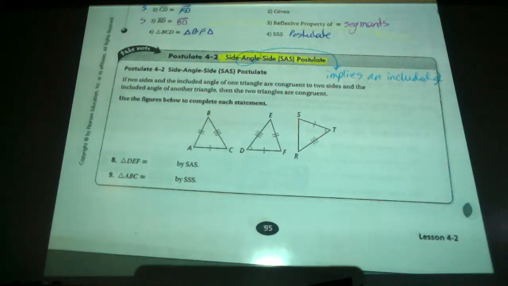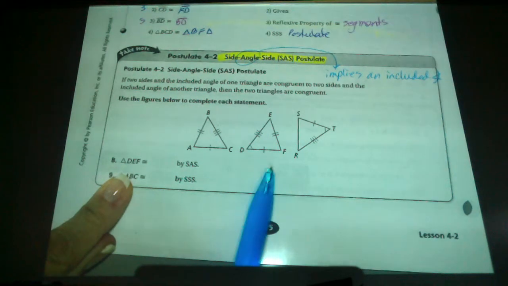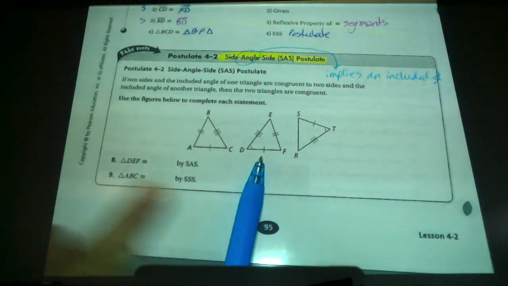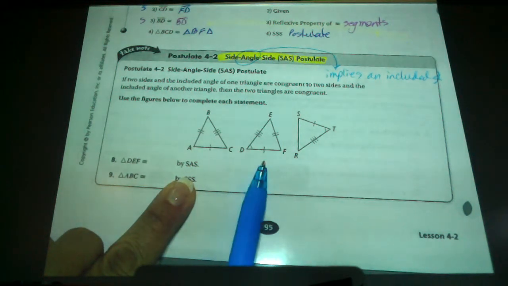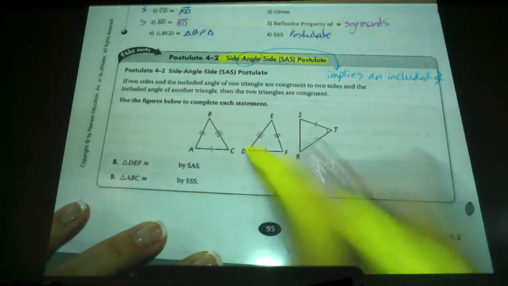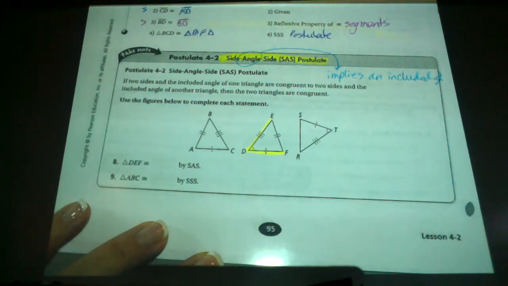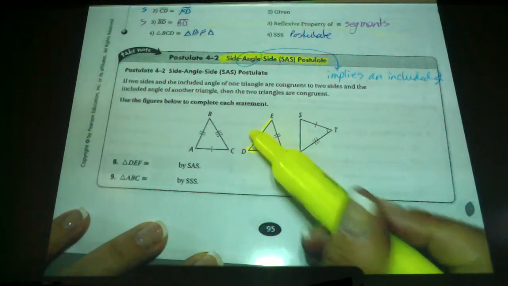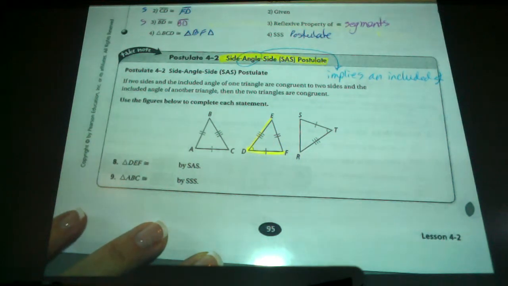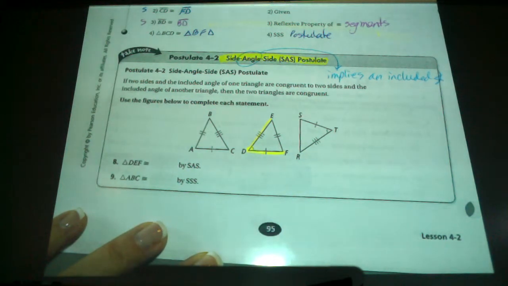So number 8, out of those 3 pictures, you can prove that triangle DEF, that's this one here, is congruent by SAS. So side angle side. Notice that this is the included angle, isn't it? In between this side and this side. Wouldn't you agree? So it must be a 3 tick mark and a 1 tick mark. So which of these 2 has an angle marked and 3 tick marks and 1 tick mark for the sides?